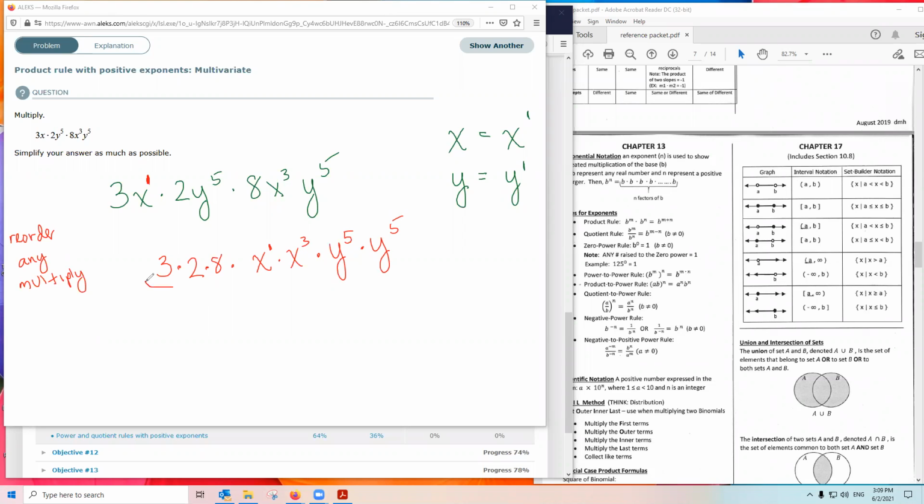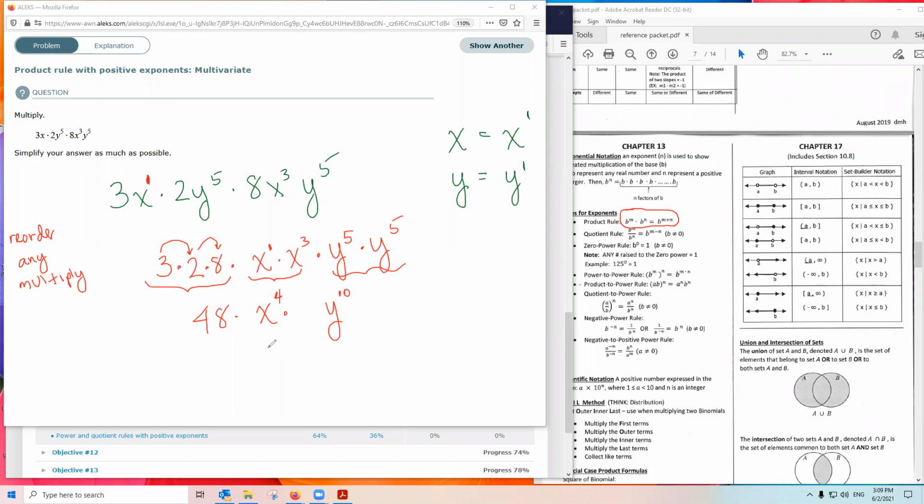Well, for the numbers, I could just multiply these together. 3 times 2 is 6. 6 times 8 is 48. So that's 48. Here I have x to the 1 times x to the 3. Well, this product rule says keep the base the same and add the exponents. So that's going to be an x to the 4. I'm going to do the same thing for the y's. Y to the 5 times y to the 5. Keep the base the same y, add the exponents. 5 plus 5 is 10.